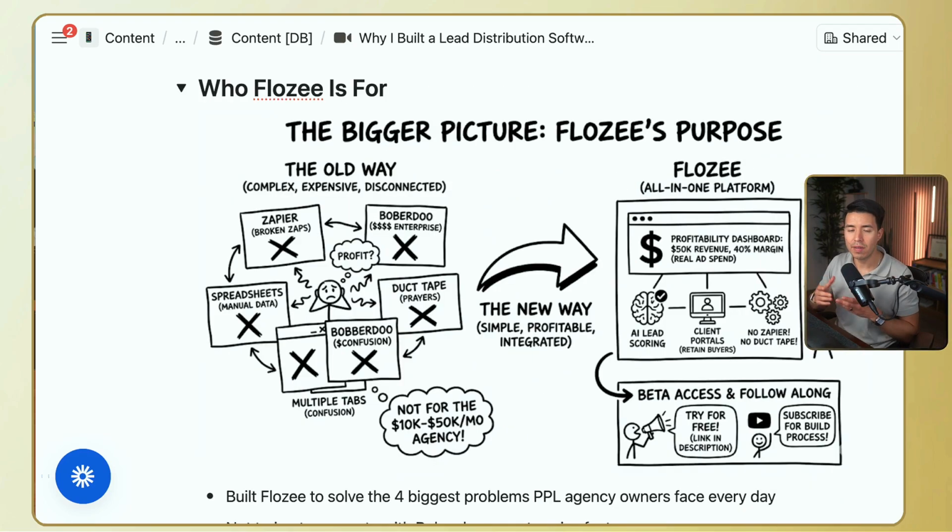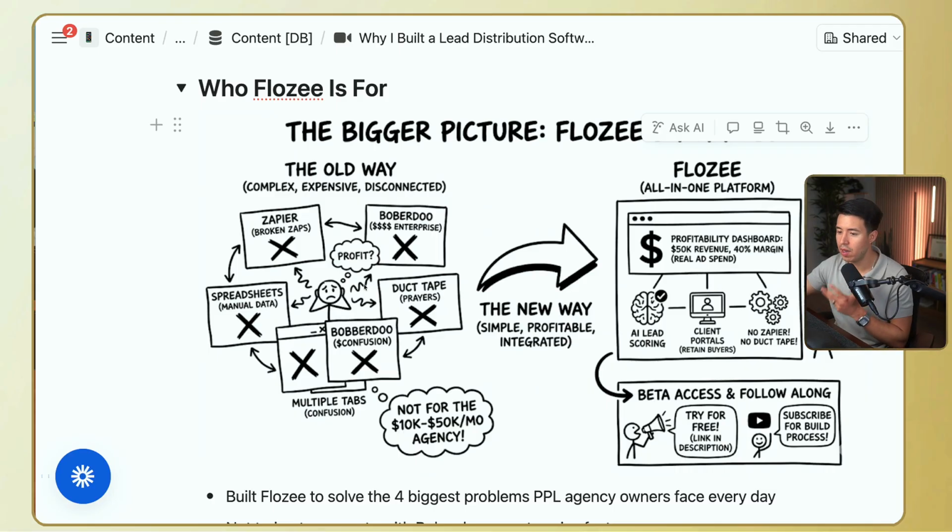So who exactly is Flowzy AI for? The old way before Flowzy was the Zaps, the spreadsheets, the duct taping of all of these different softwares, right? Not for an agency. It's complex, it's expensive, it's disconnected. Flowzy is an all-in-one platform.